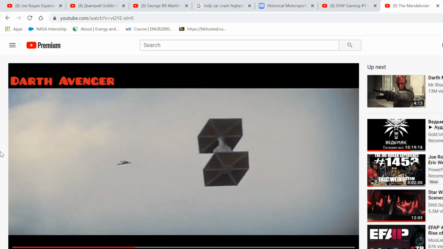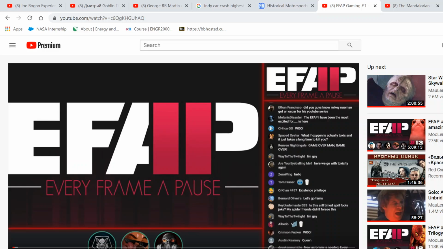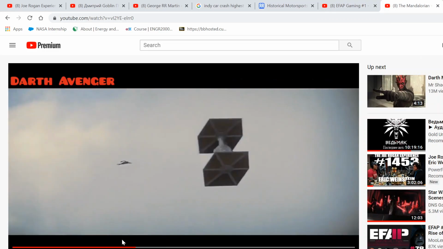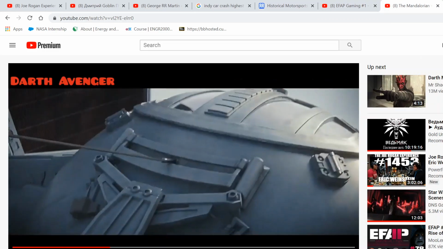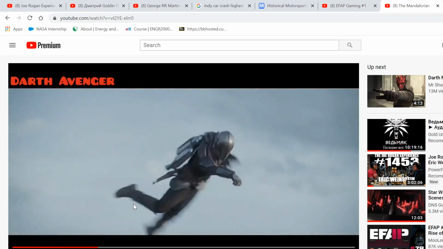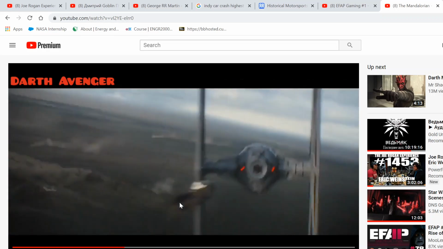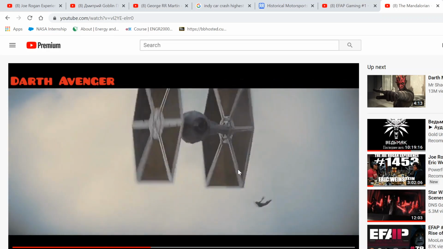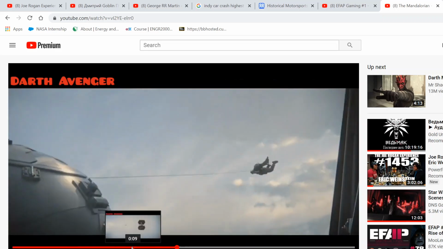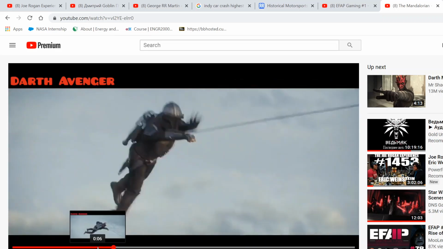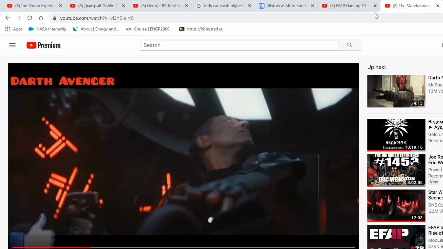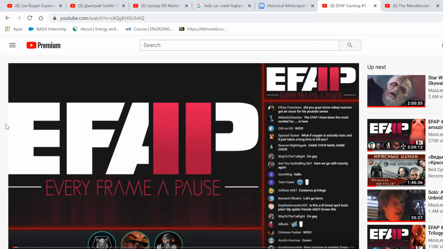Hello guys, basically I'm trying to make a bit of a review of the EFAP crowd's discussion today about Mandalorian, but specifically this scene where he ties himself up to a flying TIE fighter, and basically his hand should be ripped off, but it's not. The guys were talking about that, speaking of how that's taken out our suspension of disbelief.